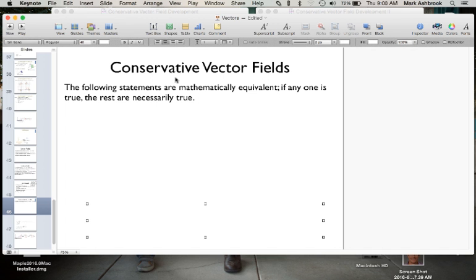Okay, so let's do a recap of last time, where we left off. We're getting into some pretty cool stuff now. We investigated two circulation integrals, integrals over a closed loop. We looked at the same two loops in two different vector fields.